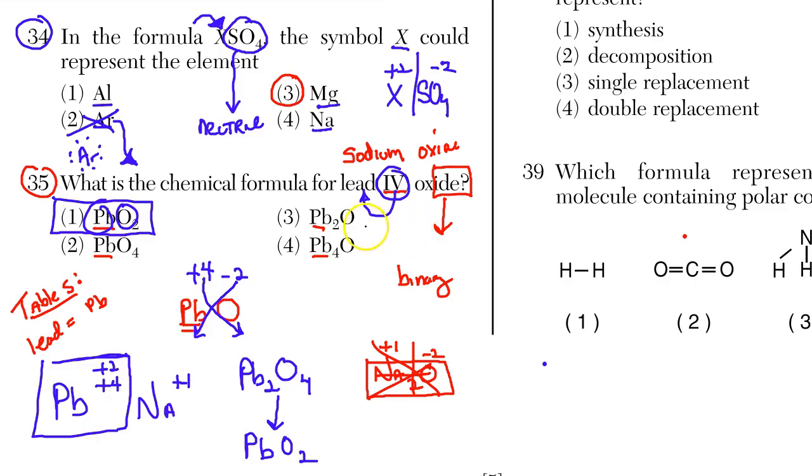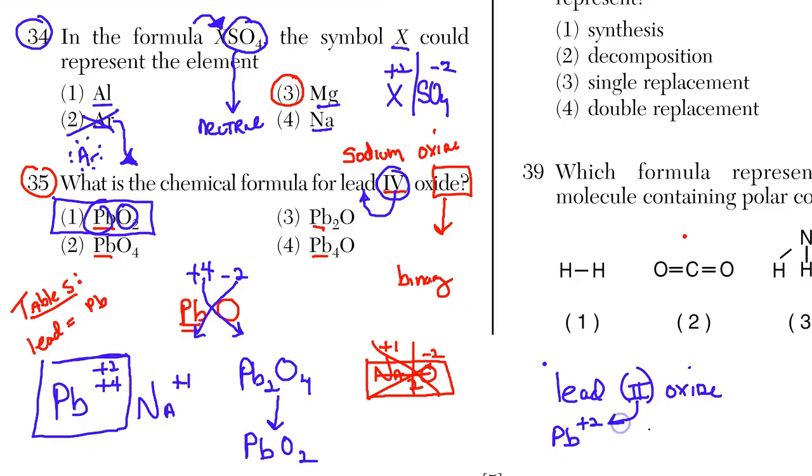Now, what would the answer be if I had the other oxidation state? Well, the other oxidation state is +2, and this would mean lead, Roman numeral 2, oxide. And so lead Roman 2 oxide would mean that lead is +2.